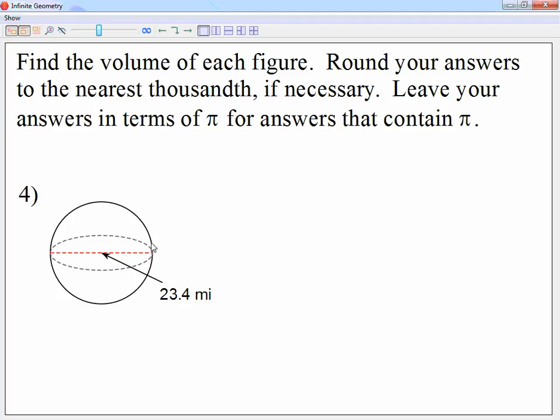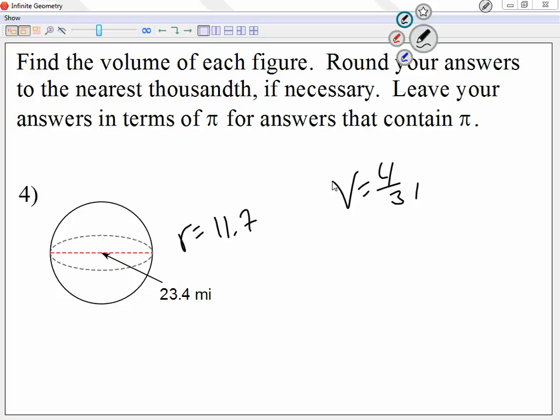I'm looking at number 4. Since the diameter is 23.4, for the radius, which is half of that, I'm looking at, let's see, 23.4 divided by 2. I don't know why I'm doing it in a calculator. I could do it in my head. The radius is 11.7. Then you can deal with it. Remember, volume is 4/3 times pi times radius to the third power.